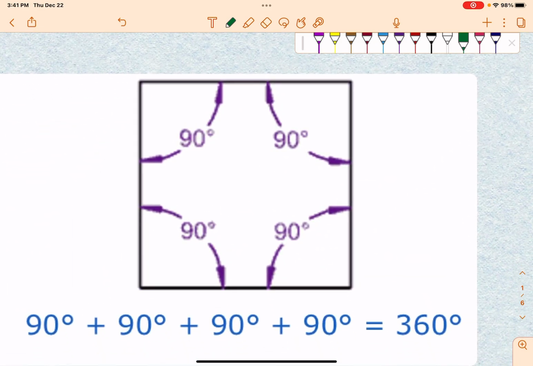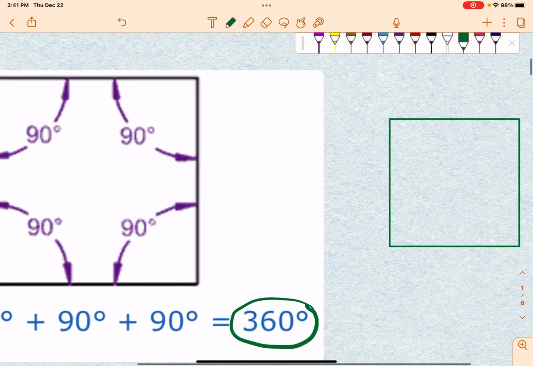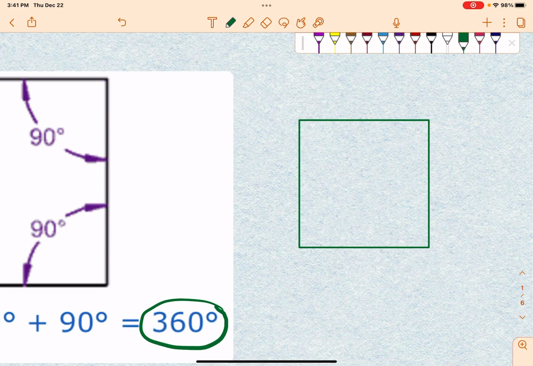This happens to be a square. And we know with the square, all of the corners that we have here are 90 degrees. So if I were to add them up, they total 360 degrees. Now with a quadrilateral, a four-sided figure, doesn't matter what kind of four-sided figure you have, they all have to total 360 at the end. Now here's a little bit of the reason why.